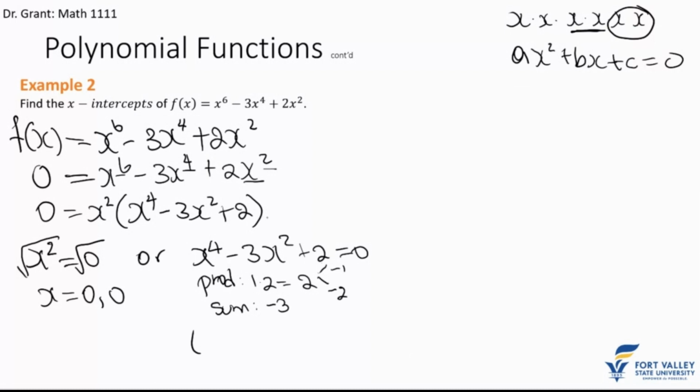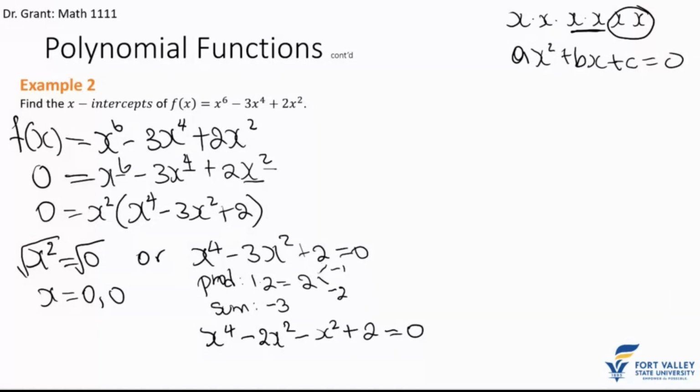Our factors. Actually, we would rewrite this as x to the 4th minus 2x squared minus 1x plus 2 equals 0. And this should be a square here.